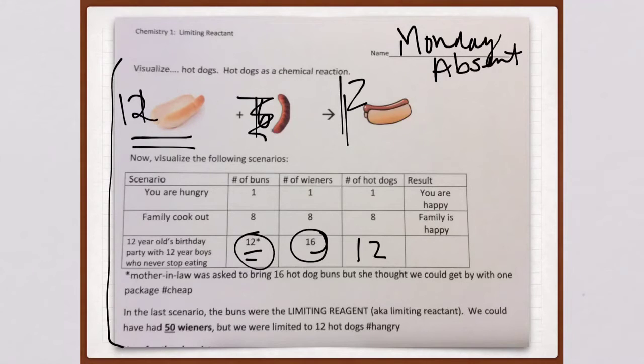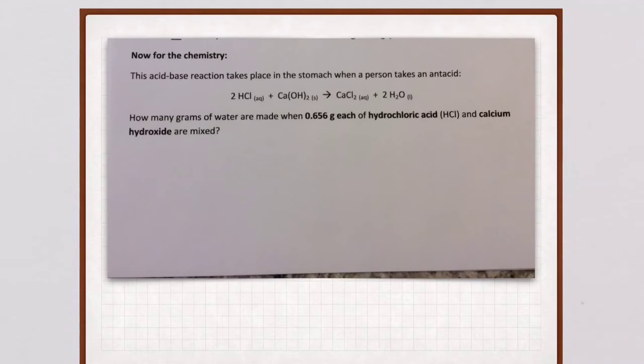Anyway, I went into this rather thoroughly on Monday. I'm not going to do it so much here. You can read through this on your own, and I think you'll probably get it. But what I do want to show you is how we actually use this in chemistry. Let's look at this reaction right here. This is when hydrochloric acid and calcium hydroxide react. It makes calcium chloride and water.